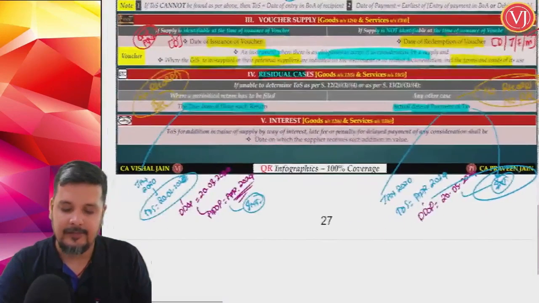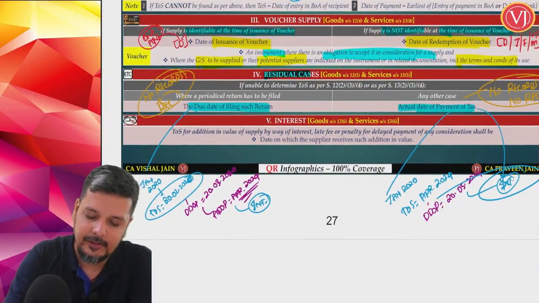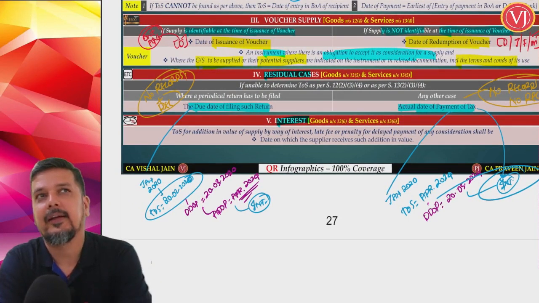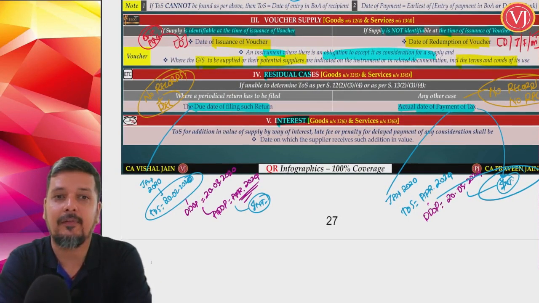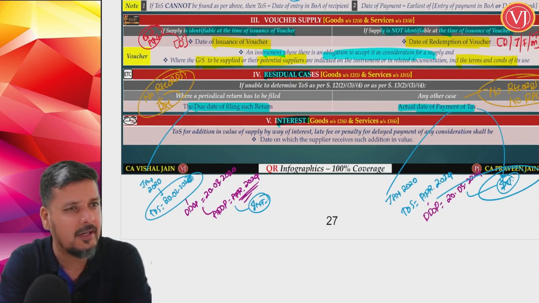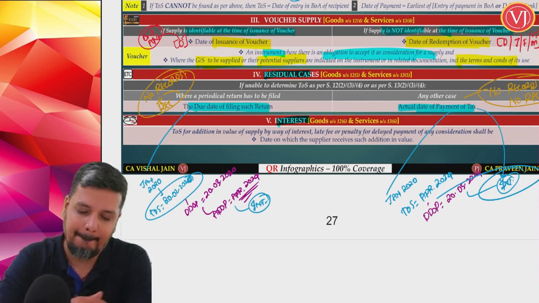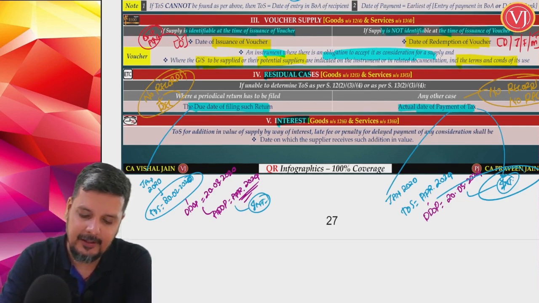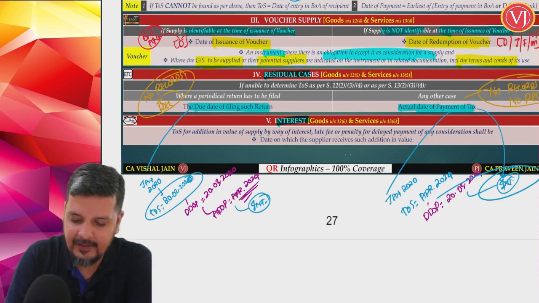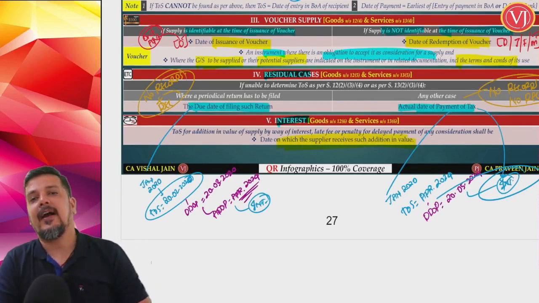Right. And finally, time of supply for interest. What interest? Interest, penalty, late fees on delayed payment of consideration. So when you talk about interest, penalty or late fees, whatever name you call, on delayed payment of consideration, fifth as in valuation, what is the time of supply? Time of supply is when you receive that amount.